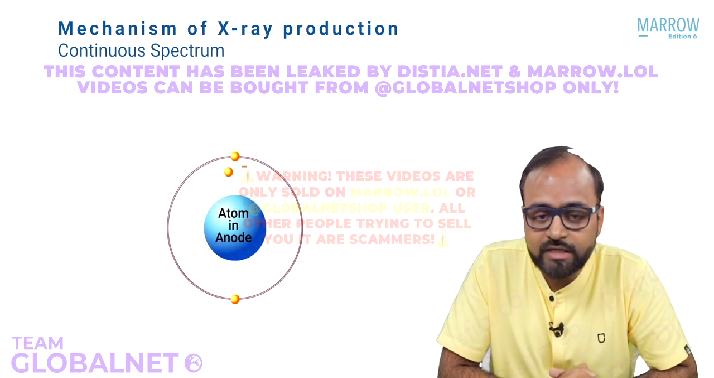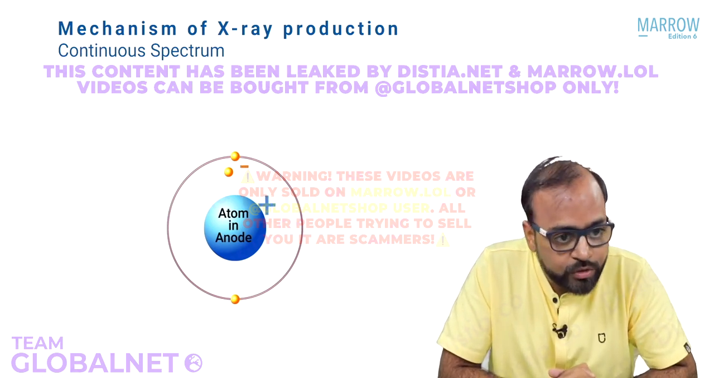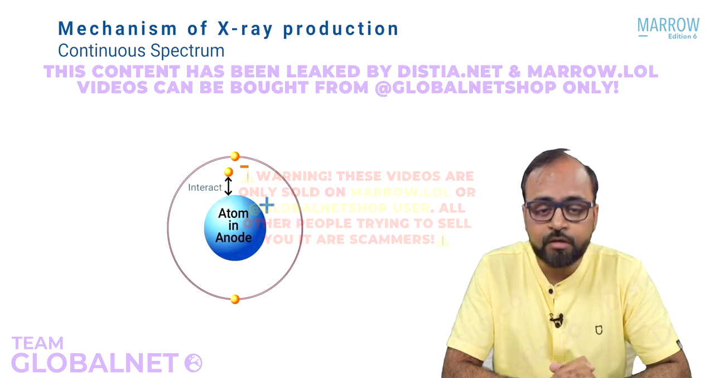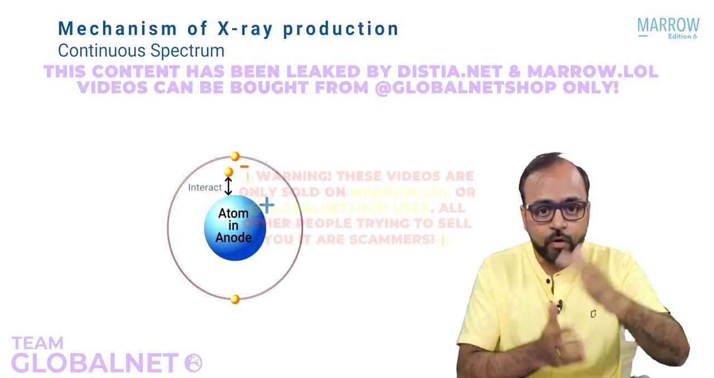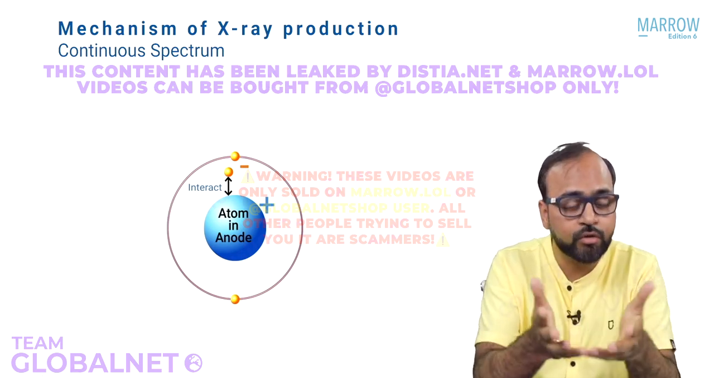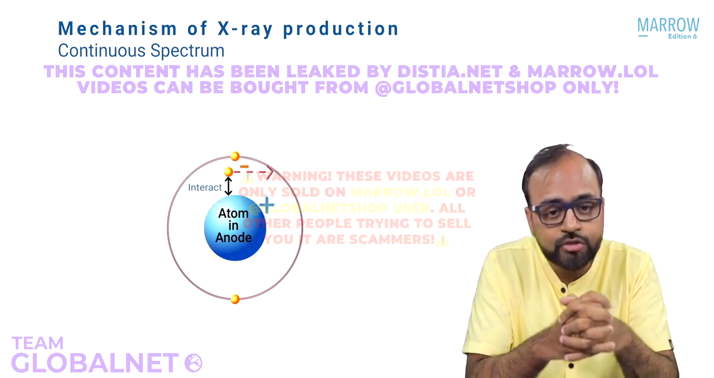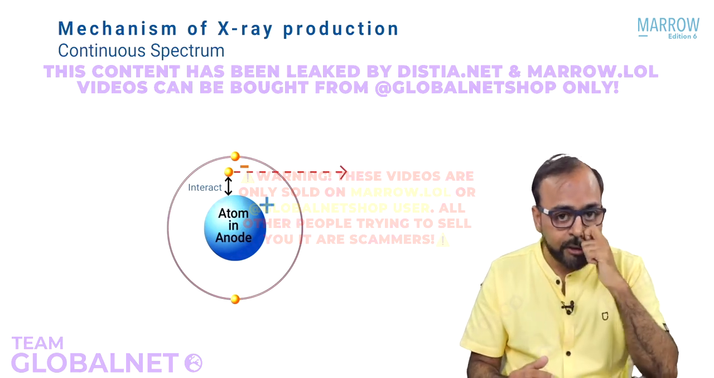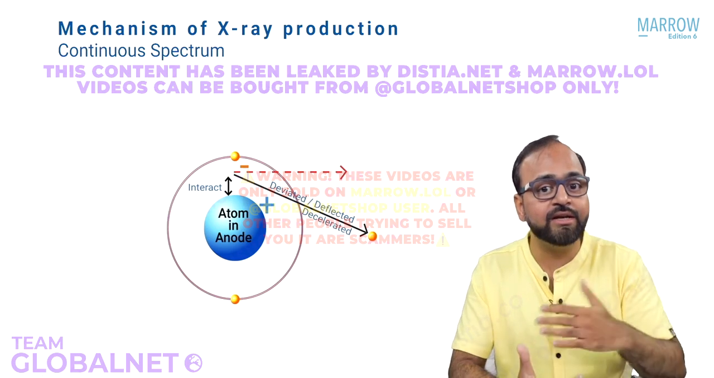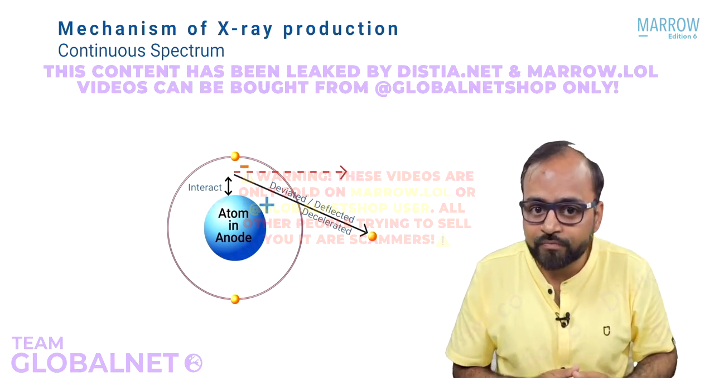Now the electron has a negative charge. This nucleus has a positive charge. So they are bound to interact with each other. Now when they interact with each other, because of the opposite charges, they are going to attract towards each other. The nucleus cannot move, but the electron can move. So this electron, instead of traveling in a straight line like this, is going to get deviated or deflected or decelerated from its original path, like this.